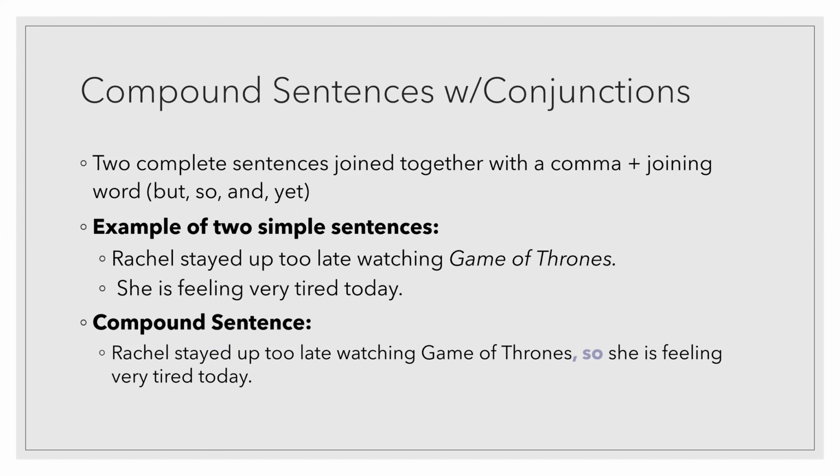These are both independent clauses, just regular old sentences that have a subject, a verb, and a complete thought. But if we wanted to turn them into a compound sentence, we could join them with a comma and the word so. Rachel stayed up too late watching Game of Thrones, so she is feeling very tired today. Sometimes we use simple sentences in our writing. Sometimes we use compound sentences to mix up the variety and the flow of our thoughts and to keep our readers engaged.